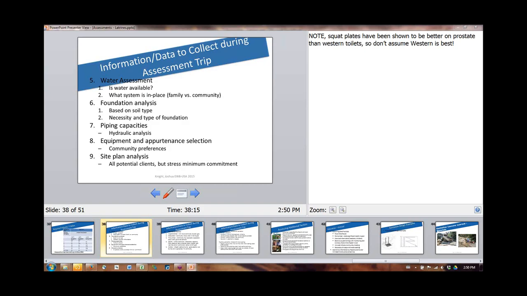Then site plan analysis. I told you, you should look at all potential clients. I would like for you to look at 10. Usually we say you are only approved for 1 to 3, maybe 5, but it's best to keep it to 3 families you do your first implementation on. But we want you to really review 10 because they're going to be required to do a 5 to 10% cash contribution. And what you should say to the community is just let them choose the 10 and even the priority of the 10. You're going to do a site plan analysis of all 10 on this assessment trip.